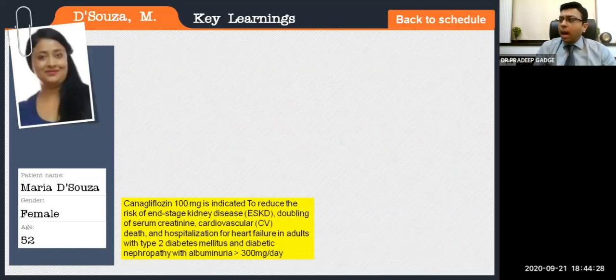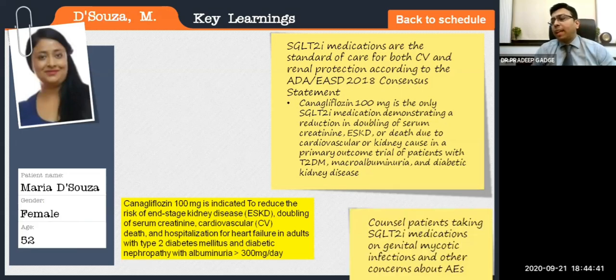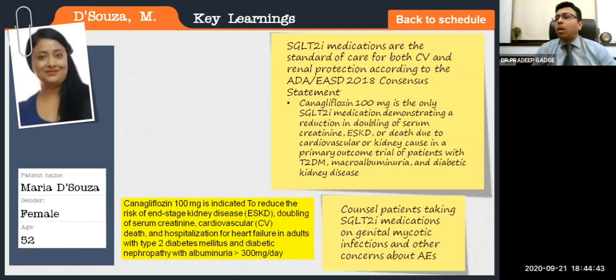SGLT2 inhibitors are the standard of care for both CV and renal protection. Both ADA and EASD advocate that you should counsel patients taking SGLT2 inhibitors about certain genital infections. You should tell them about drinking an adequate amount of water, maintaining genital hygiene, and certain other concerns, if you feel the patient may develop postural hypotension or whatsoever.